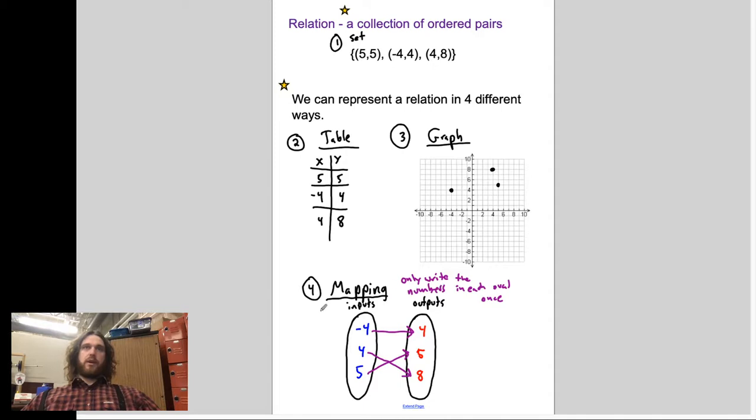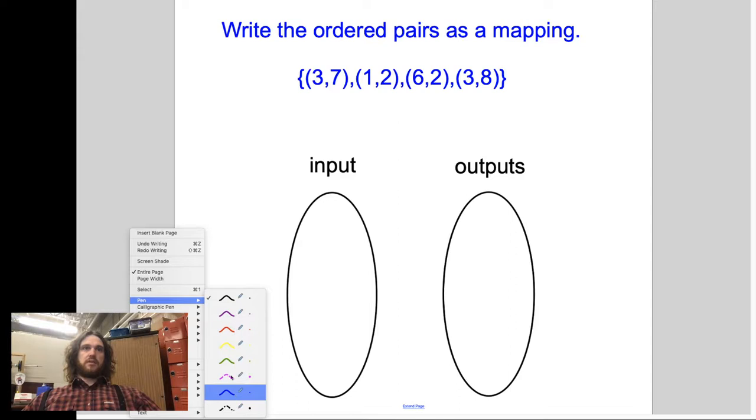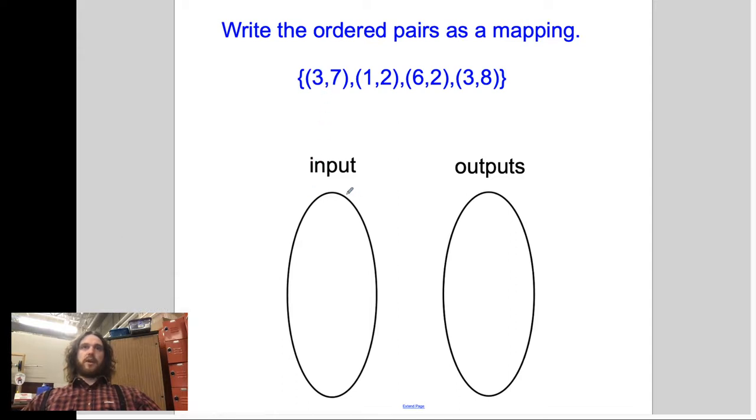So here we have our mapping, our graph, table, and our set. Perfect. Let's see a little bit better of an example. So let's write the ordered pairs as a mapping, and you'll see, this should go quickly, how many different inputs are there going to be?